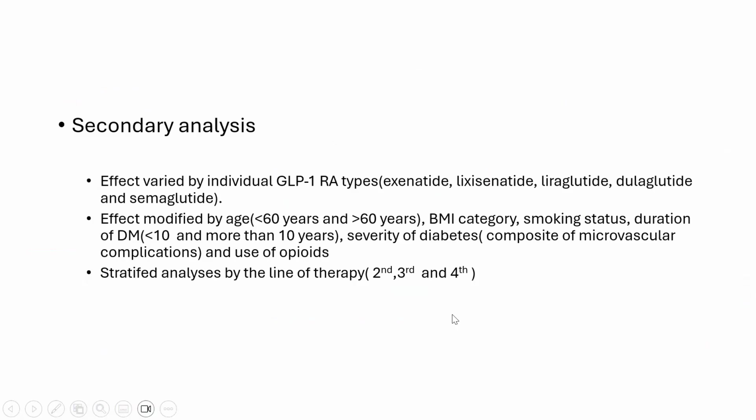So coming back to the study, in the secondary analysis, they have looked at whether the different types of GLP-1 receptor agonists have a particular association with GERD. They've also looked at the effect modified by age, BMI category, smoking status, duration of diabetes, less than 10 and more than 10 years, severity of diabetes, and the use of opioids. They have also stratified the analysis by the line of therapy, whether the GLP-1 receptor agonist was prescribed as a second, third or fourth line therapy.